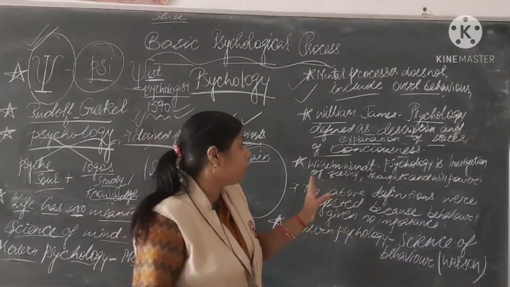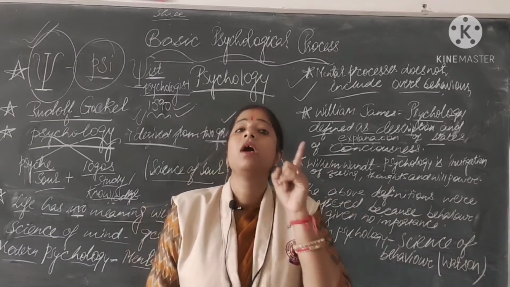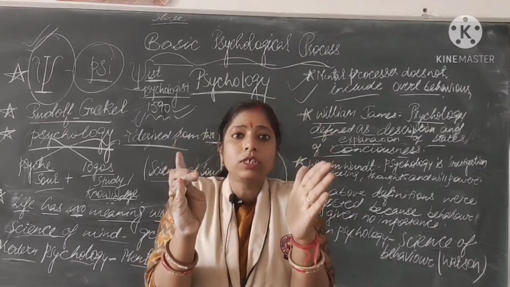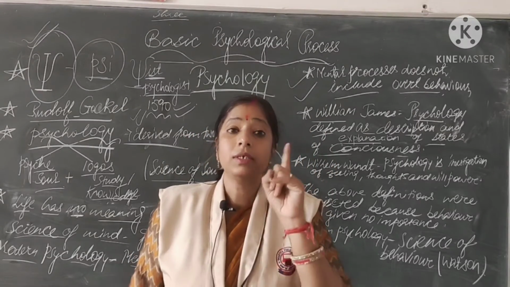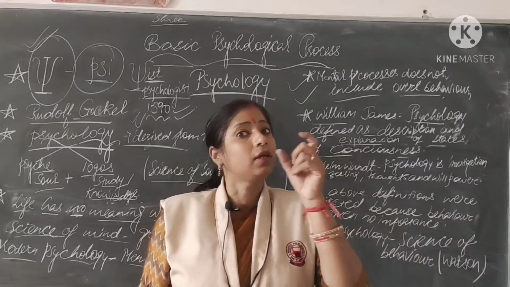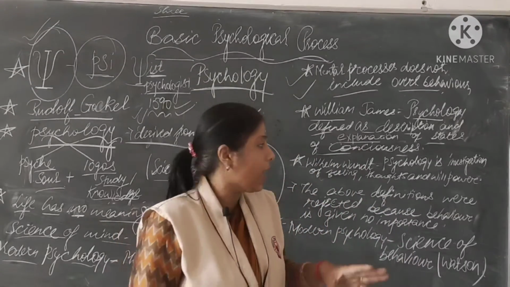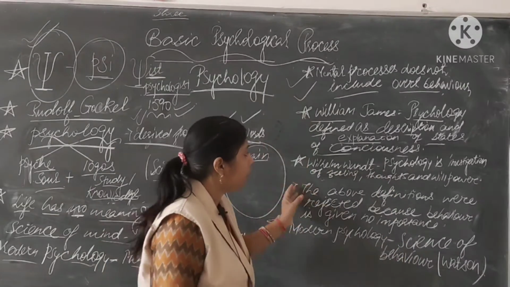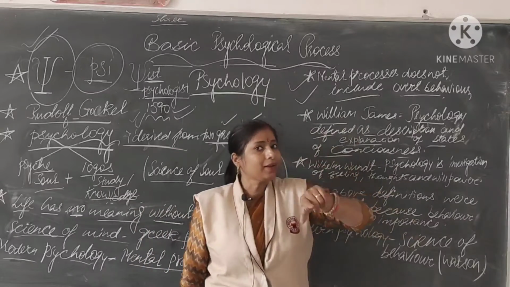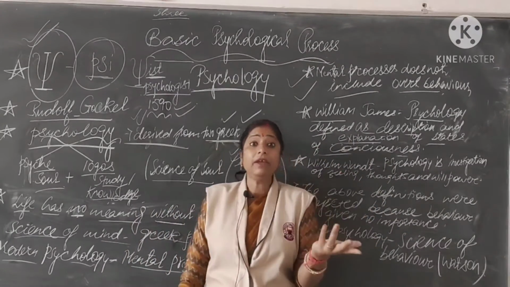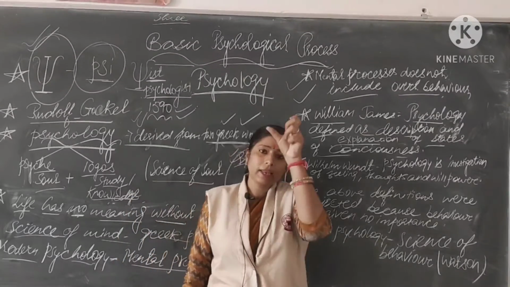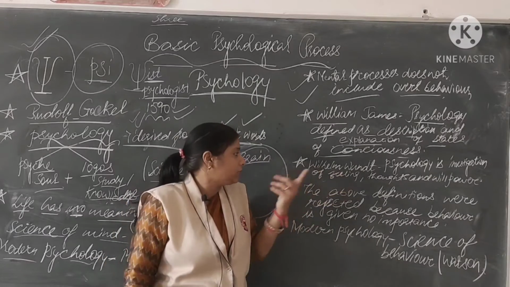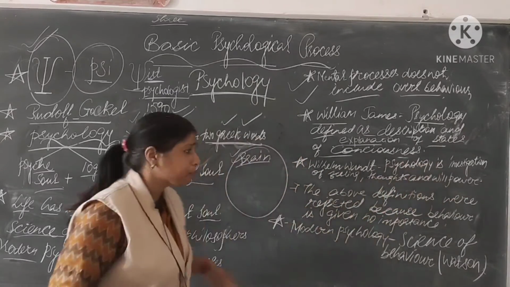Then Wilhelm Wundt. Who is Wilhelm Wundt? I have already explained, the Father of Psychology. Why? Because he established the first ever psychology experimental lab, in Leipzig in Germany, in 1879. For that reason he was given the wonderful title, Father of Psychology. According to Wundt, psychology is the investigation of feeling. At that time he believed in structuralism, which I'll explain. So psychology is the investigation of feelings, thoughts, and will power.